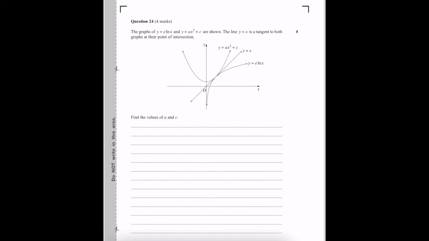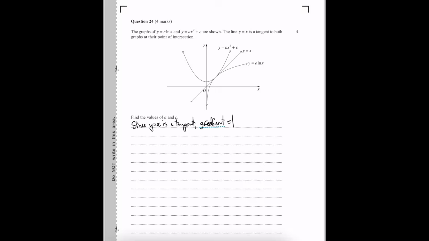Question 24 says the graphs of y equals e ln x and y equals ax squared plus c are shown. The line y equals x is a tangent to both graphs at their point of intersection. Find the values of a and c. So what we should know is that since y equals x is a tangent, then that means the gradient is equal to 1. Because if you were to differentiate y equals x, you would get a gradient of 1.